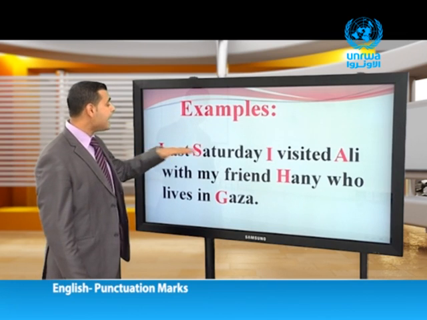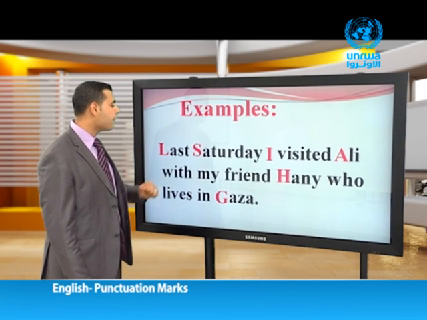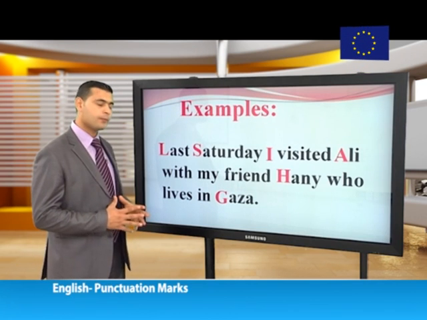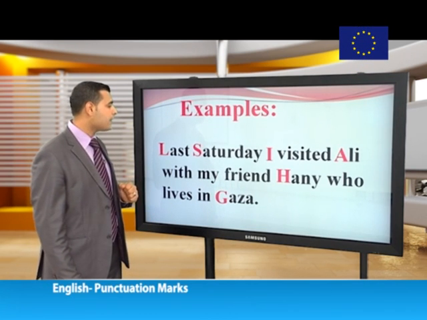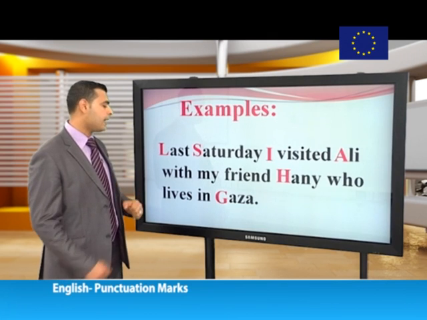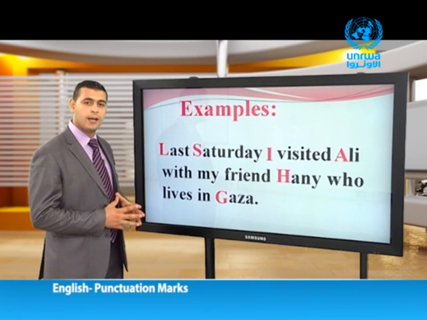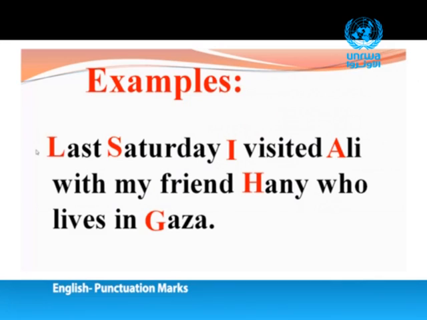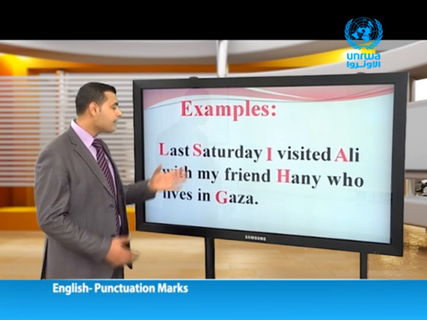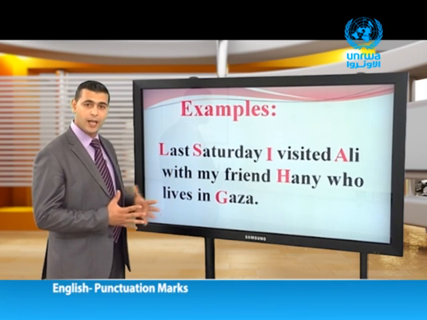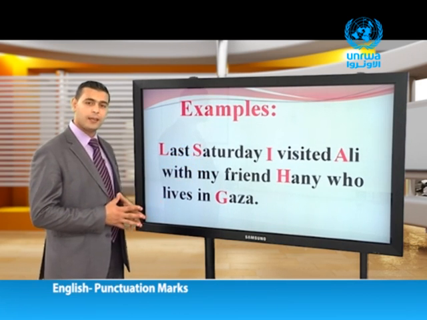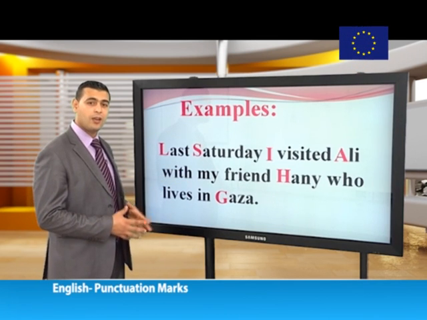Example number 1. Last Saturday, I visited Ali with my friend Hani, who lives in Gaza. Now, dear all, let's notice the letters in red. Here, last Saturday. The L letter in last is capitalized. Why? Because it's the first letter in the sentence. Look at S in Saturday. The S letter in Saturday is capitalized. Why? Because this is a day of the week.